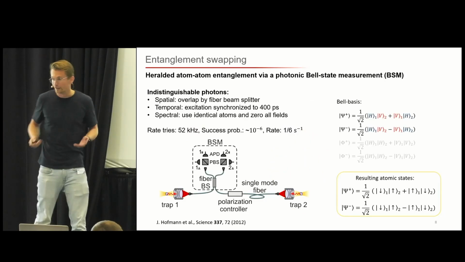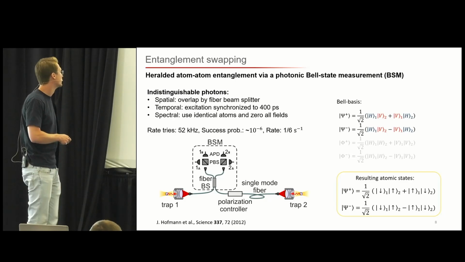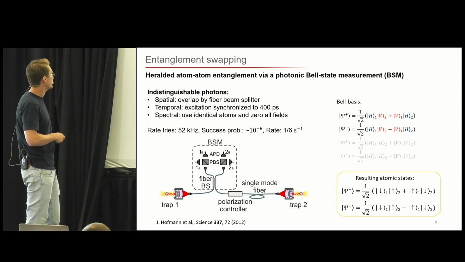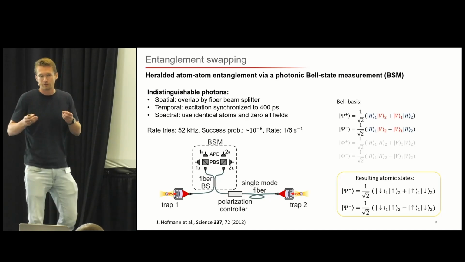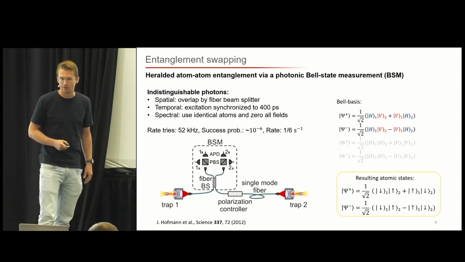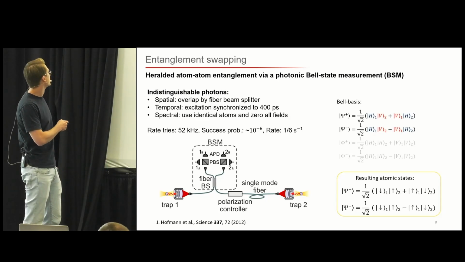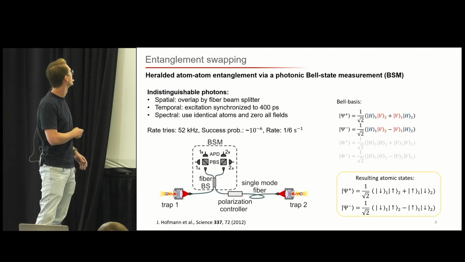This we do in 2 of our traps. So we generate 2 pairs of atom-photon entanglement, and then we shoot the photons to a Bell state measurement setup. For this to work, for good entanglement swapping, what we need to have is indistinguishable photons. So they need to be indistinguishable spatially. This we do by using a fiber beam splitter to combine them.